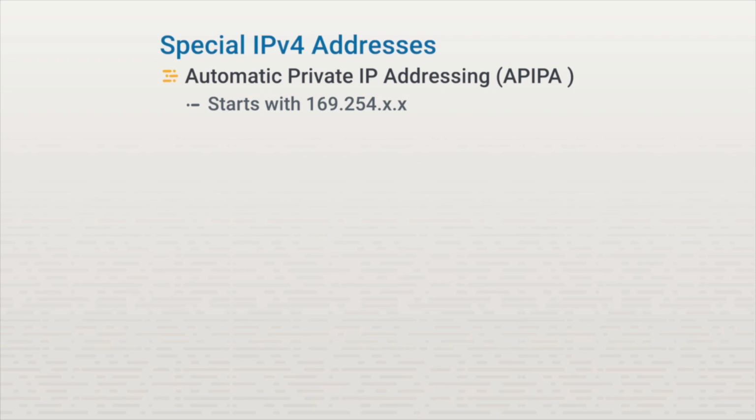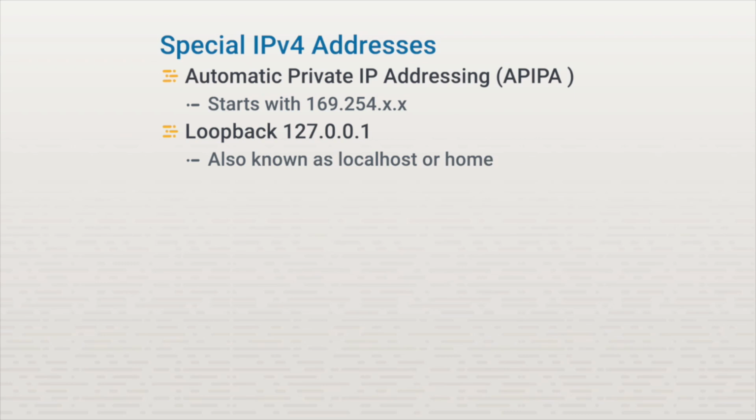Each device also has a local loopback address of 127.0.0.1. This address is also known as localhost or home. This address is reserved by each network interface card and is used for testing purposes. For example, you can ping 127.0.0.1, and if you get a response back, you know that the network card is able to send and receive packets. The next special address is the broadcast address.